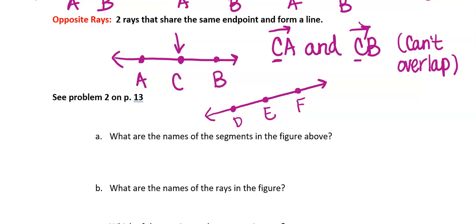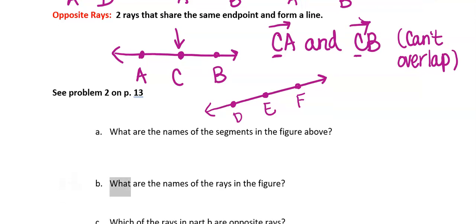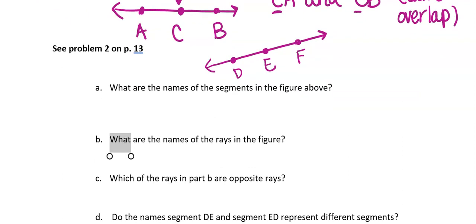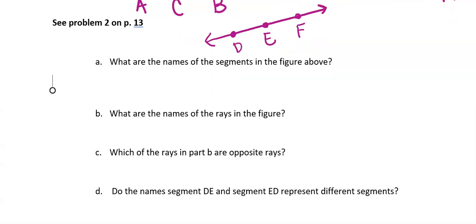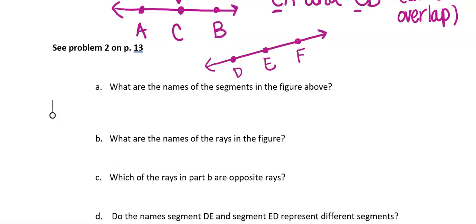So I have a line with the points D, E, and F on it. What are the names of the segments in the figure above? So if we're going to do all of them, I'm going to start with D. Remember, segments are 2 points, and it doesn't have the line symbol above it. So I'm going to start with D. So I'm going to say DE.